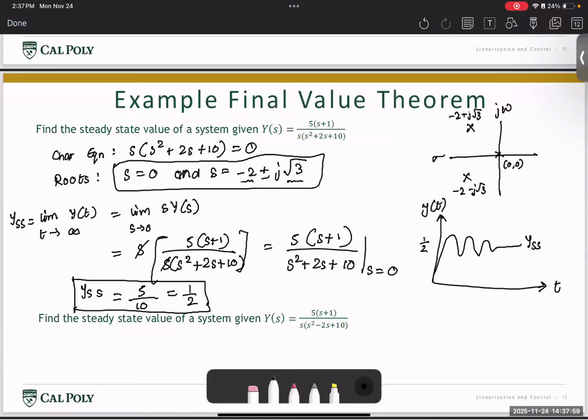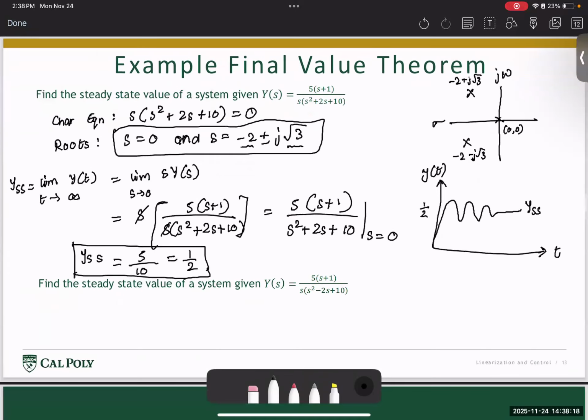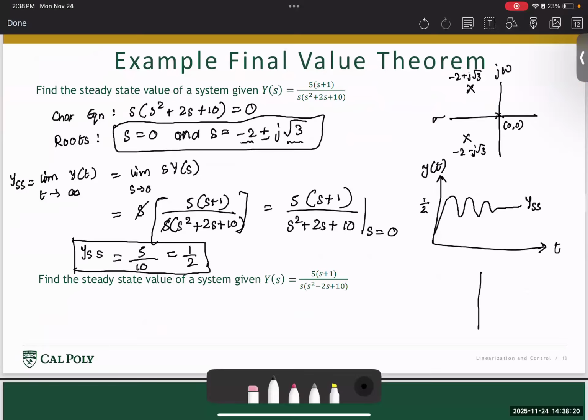Now, let's look at what happens if the system's equation was given by Y(s) is 5 times (s plus 1) divided by s times (s squared minus 2s plus 10). In such a case, I want you to go ahead and find out what the roots of the equation are and then plot them on the j omega axis and sigma axis.